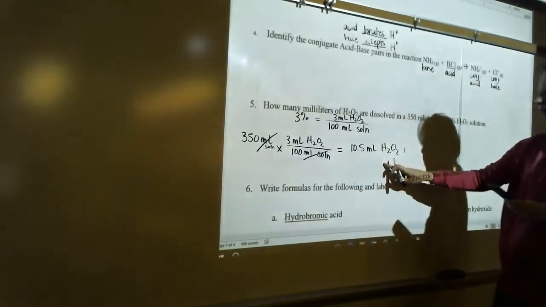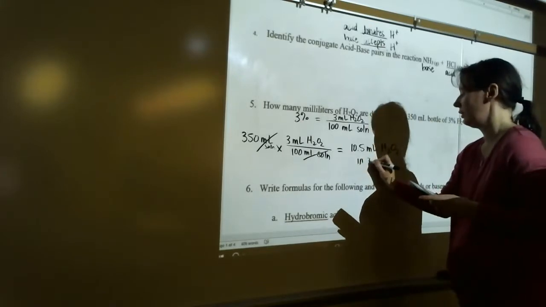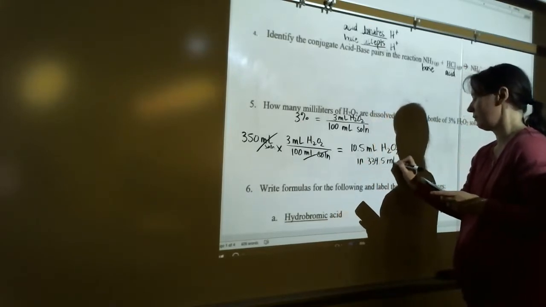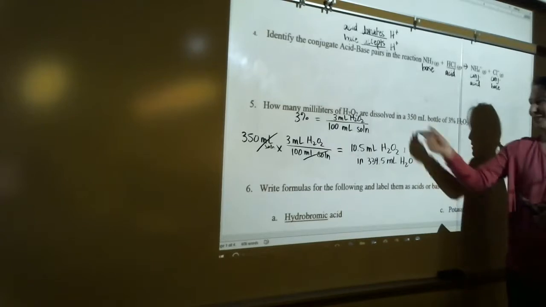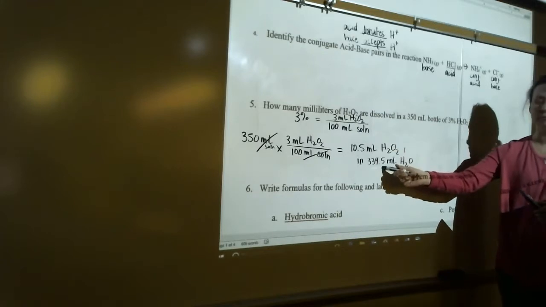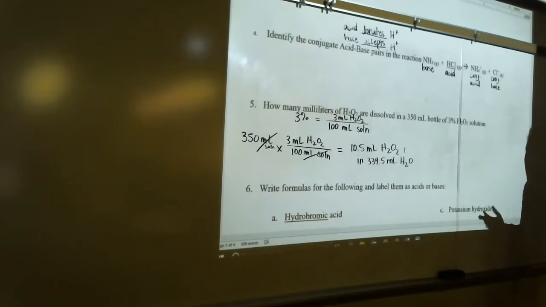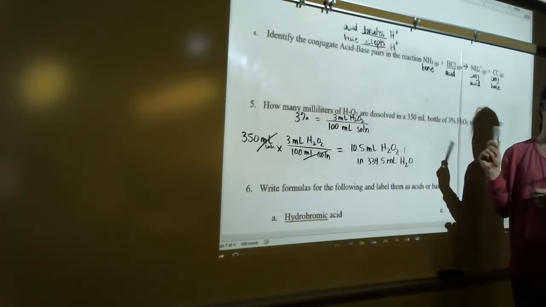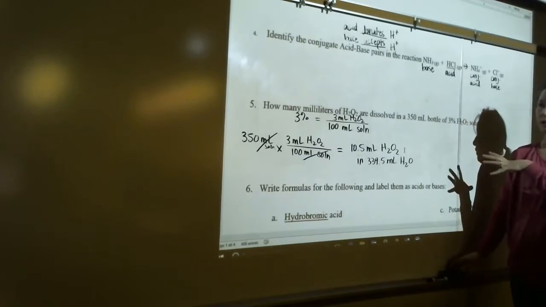So what did you buy? Well, you bought 10.5 mL of hydrogen peroxide, and you bought 339.5 mL of water. Right? I'm getting ripped off. Well, yeah, you are, because it's only a 3% solution, right? You're only buying 10.5 mL of hydrogen peroxide. The rest is all water. And why is it stored in brown? Because hydrogen peroxide decomposes readily, and light speeds that up. So if your bottle's been sitting in the cabinet for a year or so, that concentration's gone down even more. Does everyone see how we did number 5?